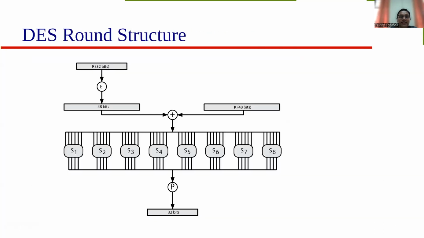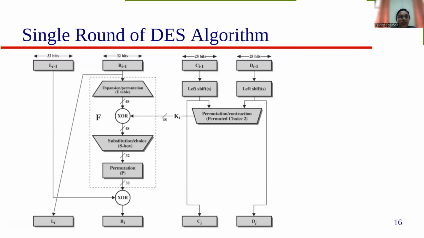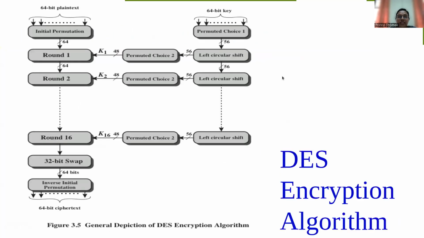Now let's look at key generation. Now we are looking at the right-hand side. Okay, now let's start over here. We have a 64-bit key. This 64-bit key is first given to the permutation choice 1, and we eliminate some bits, 8 bits, and we get only 56 bits as the output.